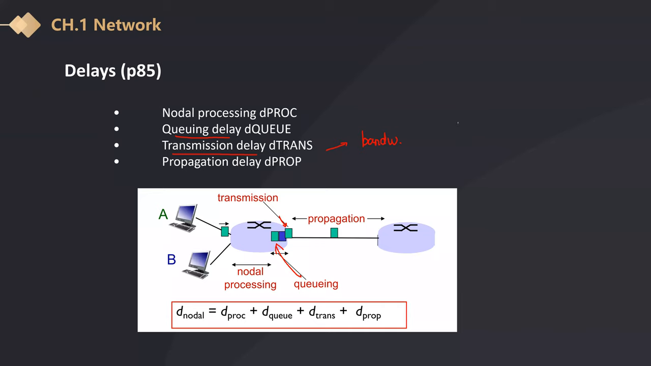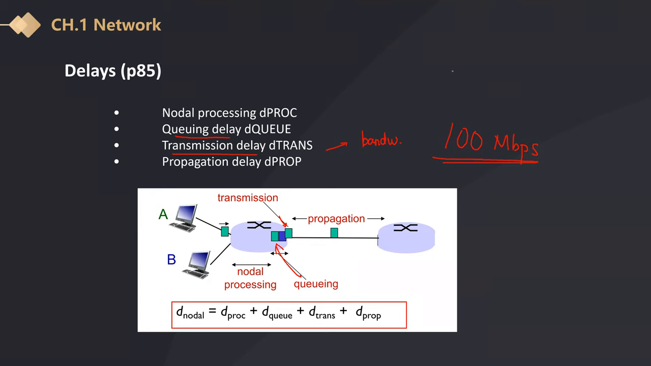You may know you have a 100 Mbps connection in your home. This stuff, we call it bandwidth, is always related to the transmission delay.